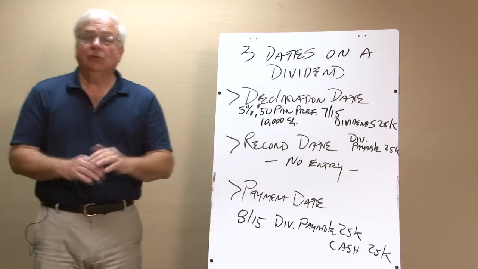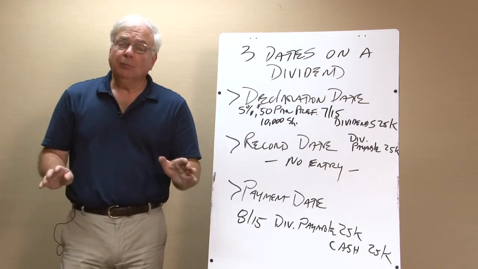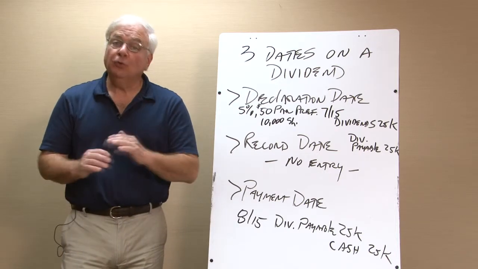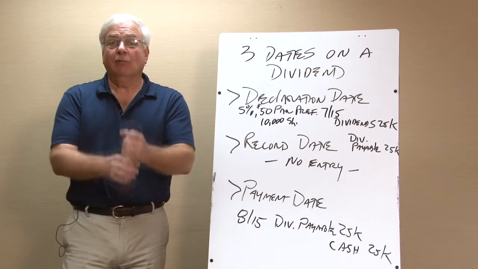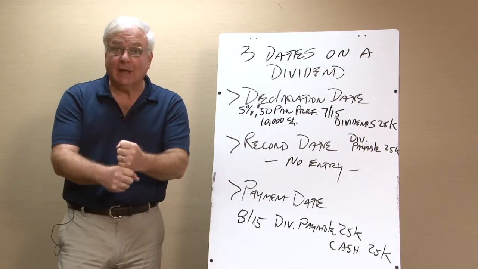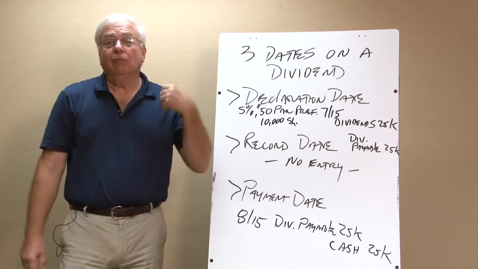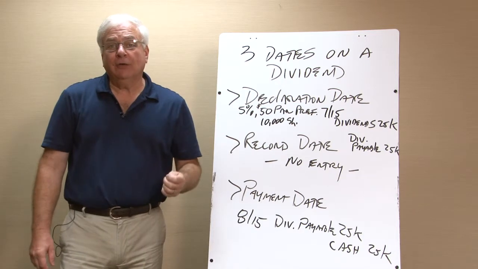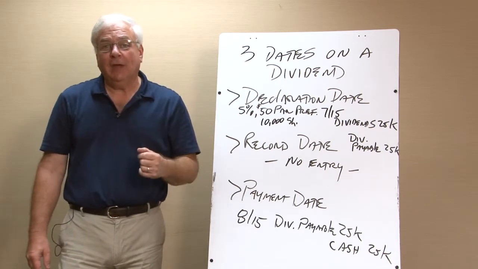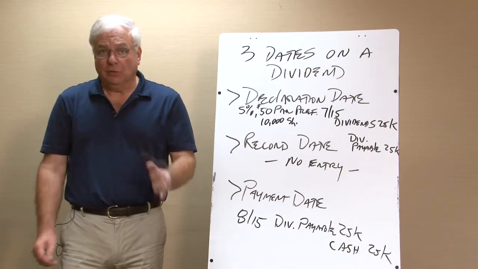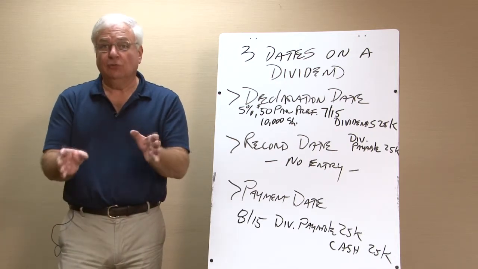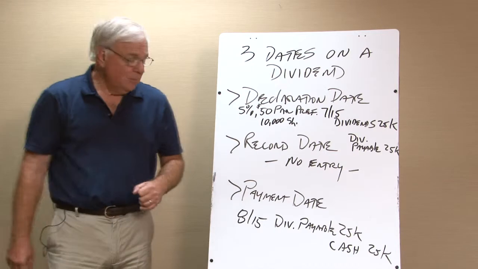Record date, there is no journal entry. The purpose of the record date is to determine who's supposed to get the dividend check. Now, it's whoever owned the shares on the record date. So if you own the shares on the record date and I buy them from you the next day, you get the dividend check, I get the next one. So it's for the purpose of deciding who's supposed to get the dividend check.